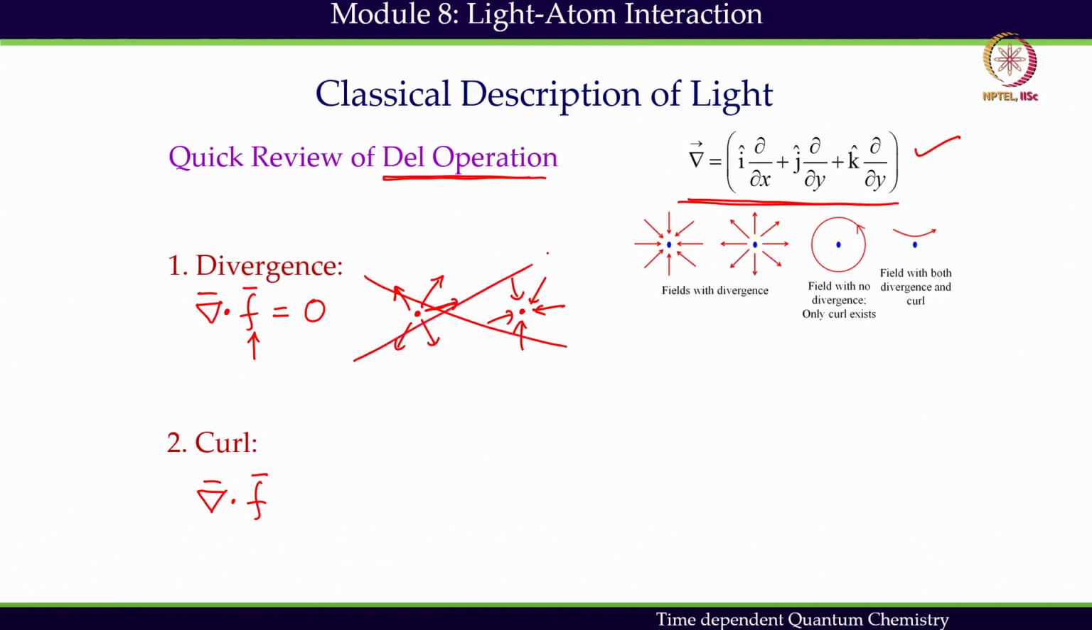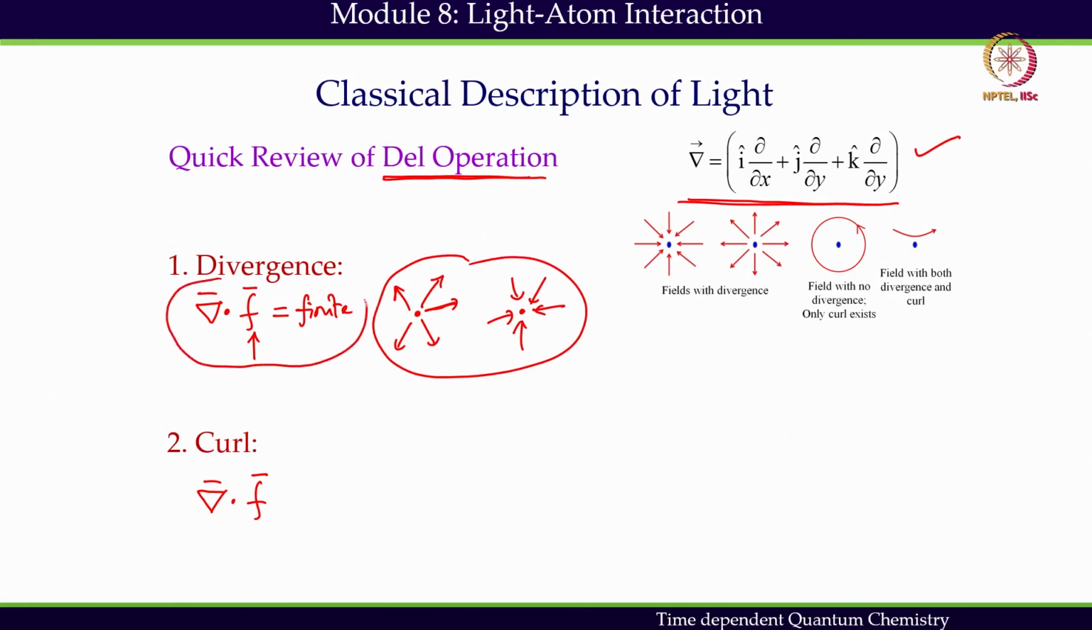But if it is not 0, let's say I have some finite value, then the field must be converging to a point or diverging from a point. So the field would be like this in the medium. And this dot product, because it is showing the divergence of that field, is called the divergence relation.